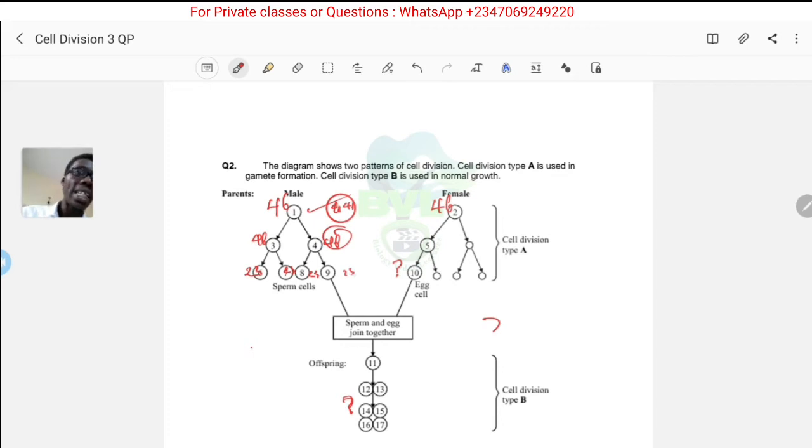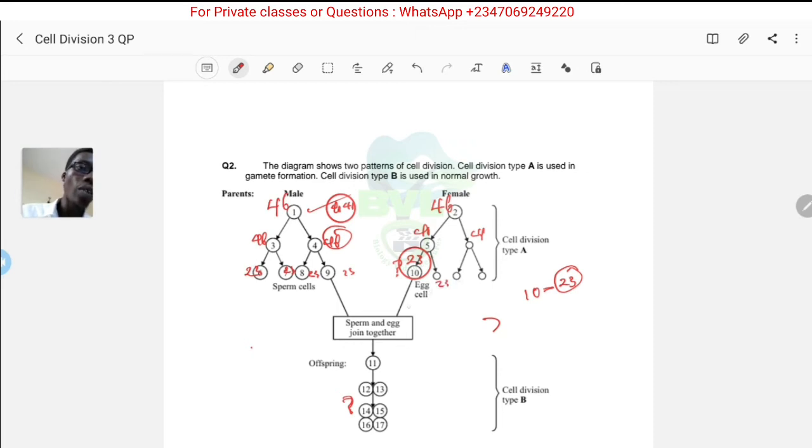The same thing happened here too, the same pattern. 46 chromosomes here, 46 chromosomes here. So this is going to be 23 chromosomes. So the answer is 23 chromosomes for cell 10. Then for 14, now watch. That means all of these are 23 chromosomes each.